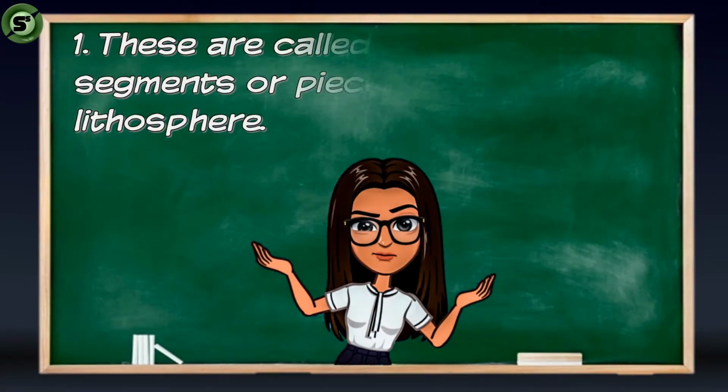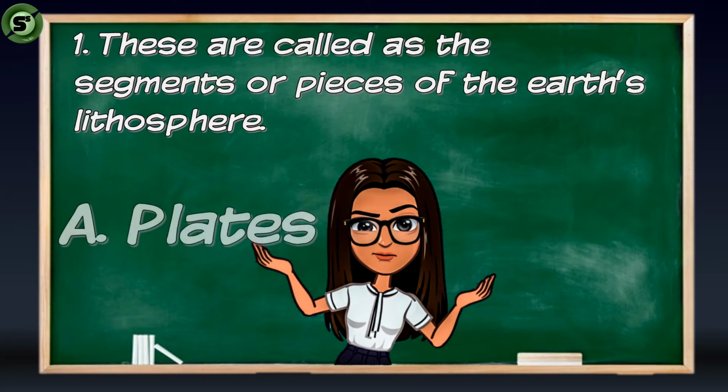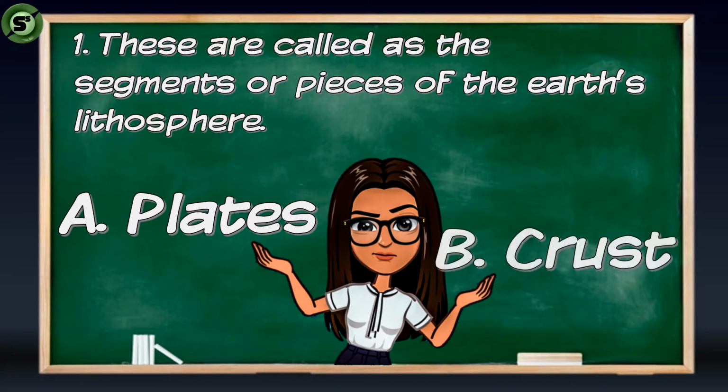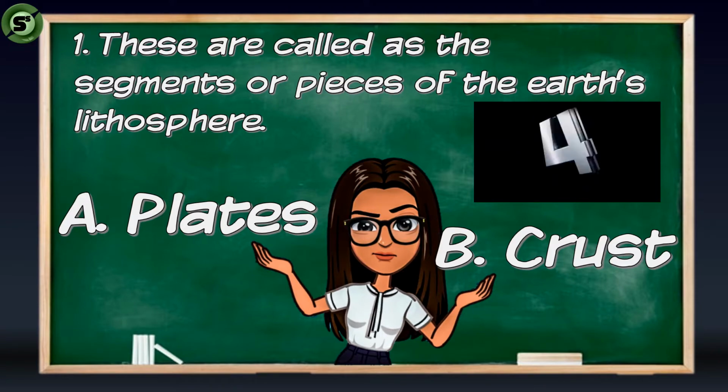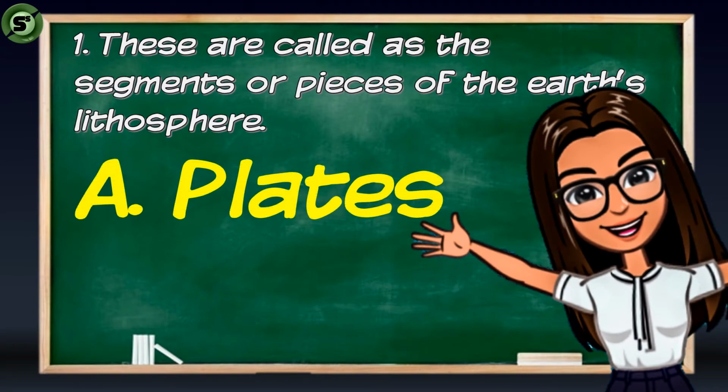Number 1. Which I am pertaining to, these are called as the segments or pieces of the Earth lithosphere. Is it A. Plates, or B. Crust? The correct answer is A. Plates. Did you get it right?